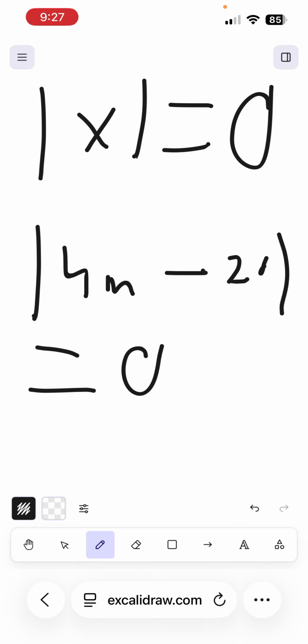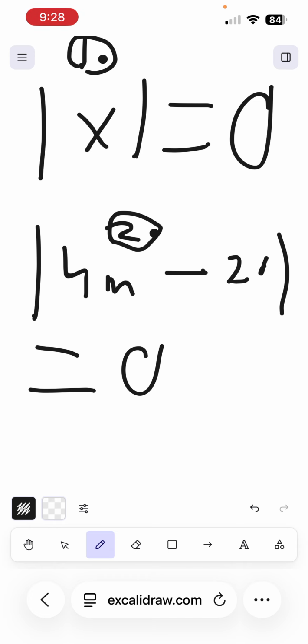We are back on math with Sonic here, and today we're going to be talking about absolute value equations with one solution. So here I have two equations. The first equation, I'll label this one, we have the absolute value of x equals 0. And then equation 2, I'll put a 2 right there. For our second equation, we have the absolute value of 4m minus 20 equals 0.